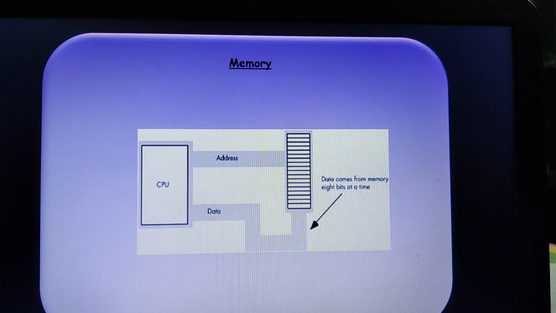Here the data bus will make sure that all the data and the instructions are being transferred between the CPU and the memory. If I have 16 parallel wires in the bus, then at a time the data bus can carry 16 bits of data between the CPU and the random access memory.